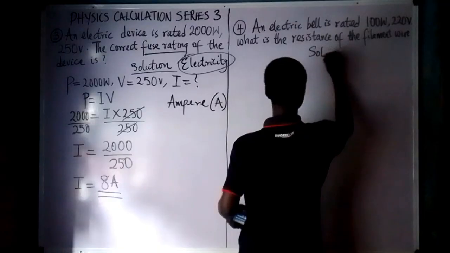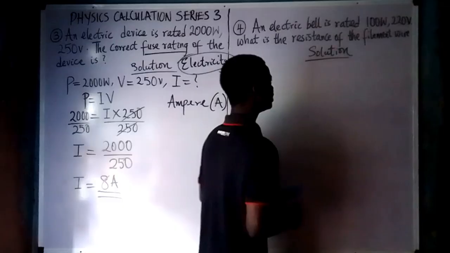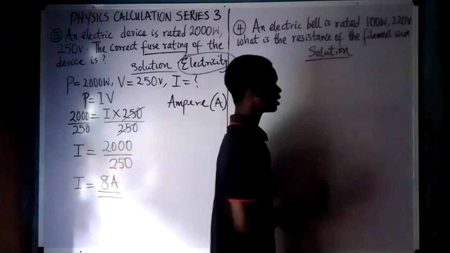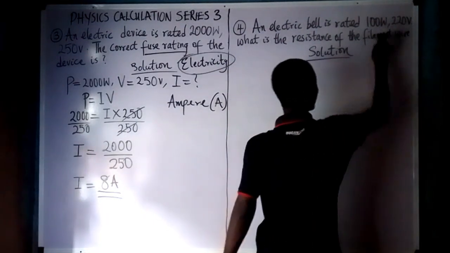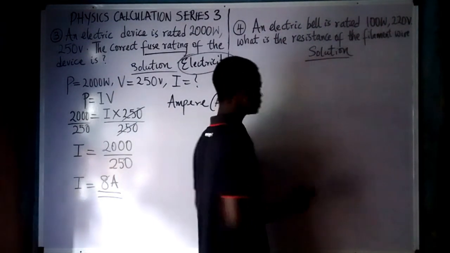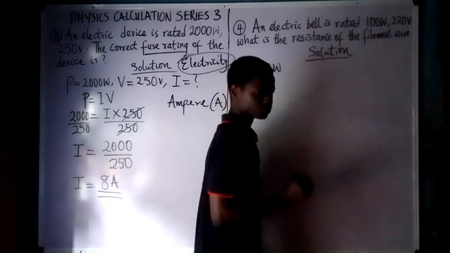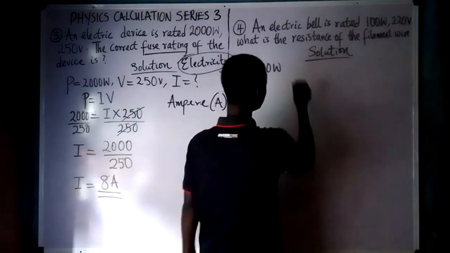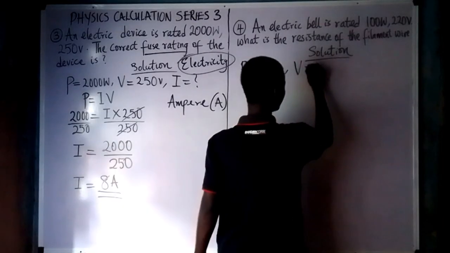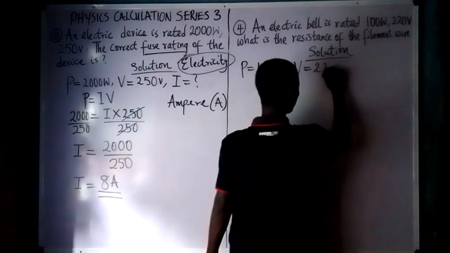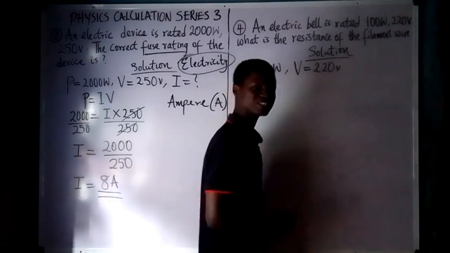Solution. Now this question, we read and we solve. They said an electric bell is rated 100 watts and 220 volts. So we start deriving. 100 watts here stands for what? The electric power, is it not? So power in this case is 100 watts. And what else did they say about the device or the bell? They said 220 volts. So our potential difference in this question is what? 220 volts. That is our voltage, also called potential difference.